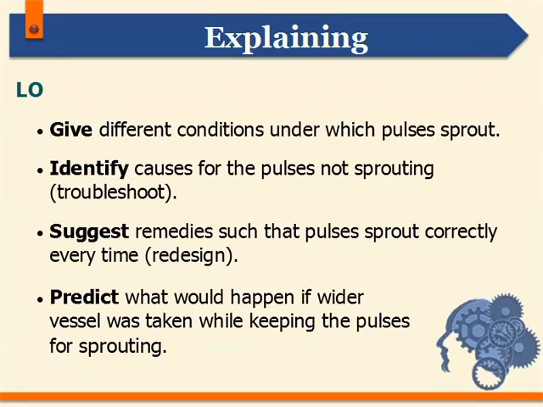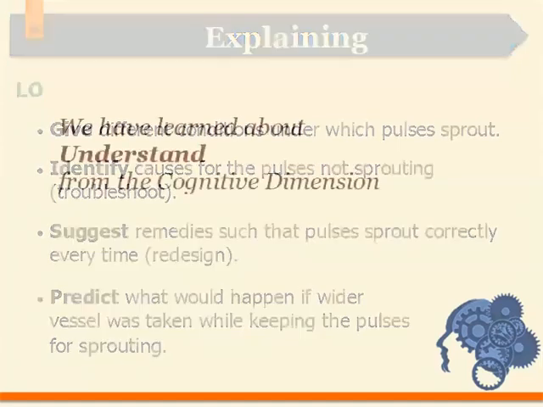The second objective will identify causes for the pulses not sprouting. This leads to skills of troubleshooting. The third objective will suggest remedies such that pulses sprout correctly every time. This objective gives an opportunity to the learner to redesign the system. And the fourth predicts what would happen if a wider vessel was taken while keeping the pulses for sprouting or they were placed in the sun. This objective gives an opportunity to the learner to predict or hypothesize what would happen should any of the components of the system change.